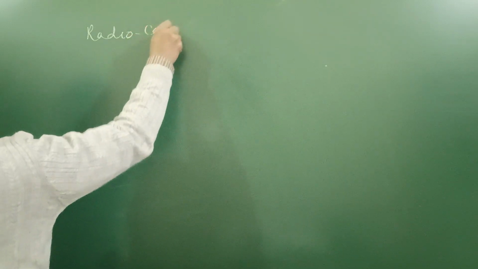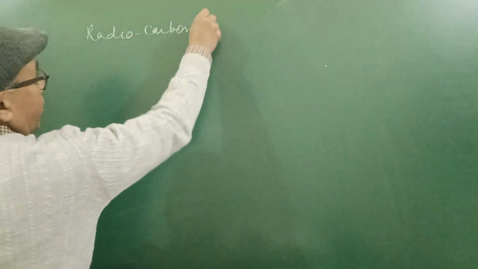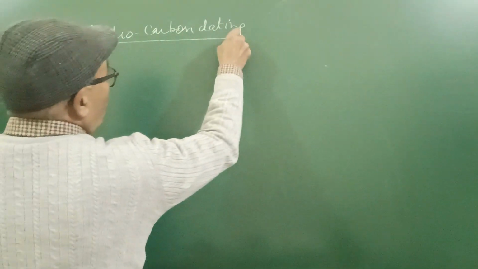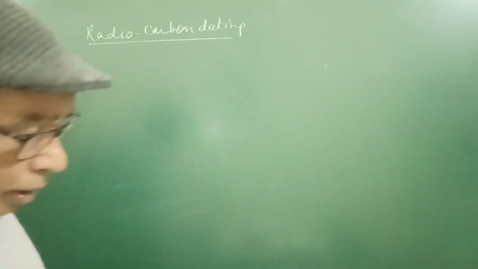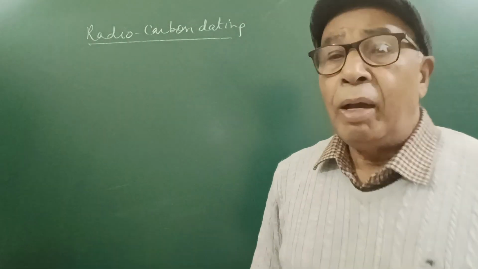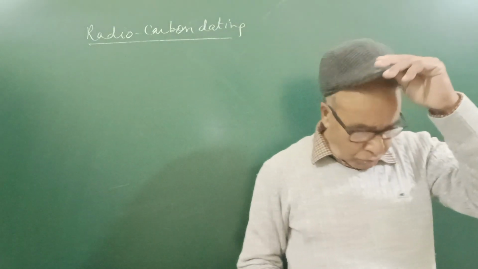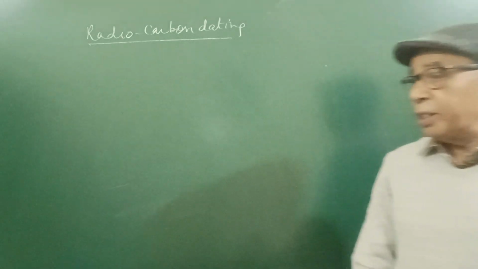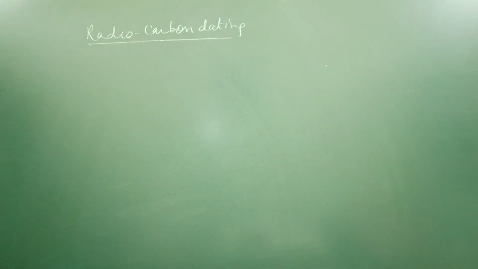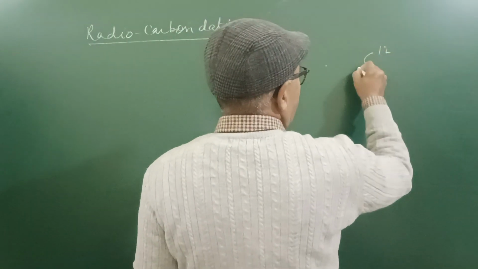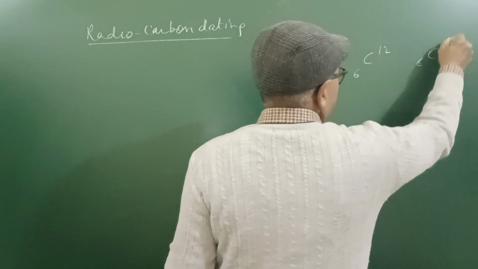Radiocarbon dating is one technique for knowing the age of a dead organism. Every living being takes food, and in food it takes carbohydrate, means carbon is there. Carbon has two isotopes, C12 and 6C14.